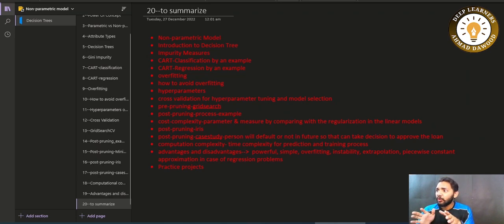So this was all about the summarization. I want to sum up the whole process that we have done till now in the non-parametric model. You have seen how, with a non-parametric model, without taking any assumption between inputs and outputs, you can build a model, train the model, and make predictions, whether classification or regression. At the start you do not have any mathematical assumption between inputs and outputs.